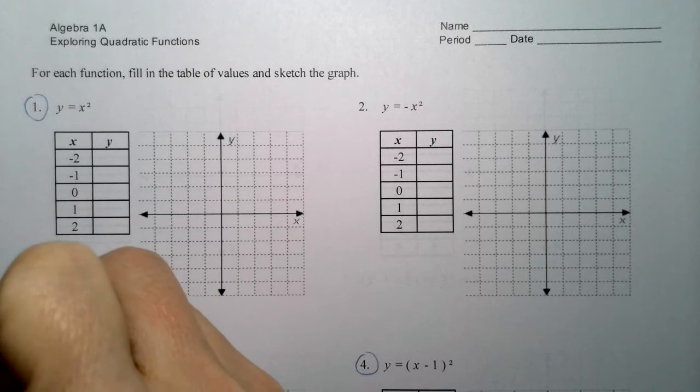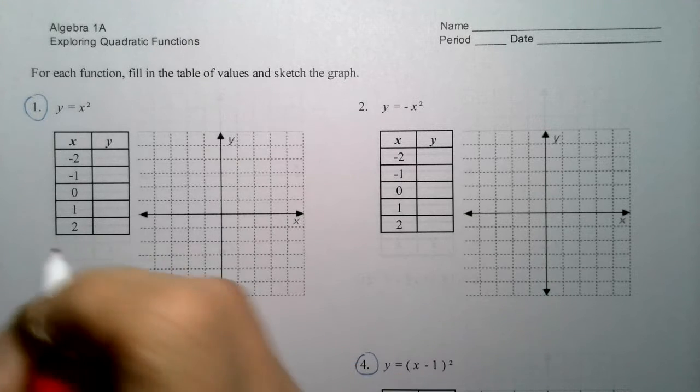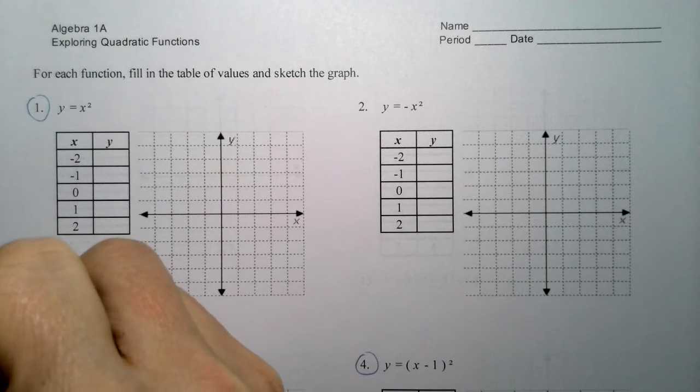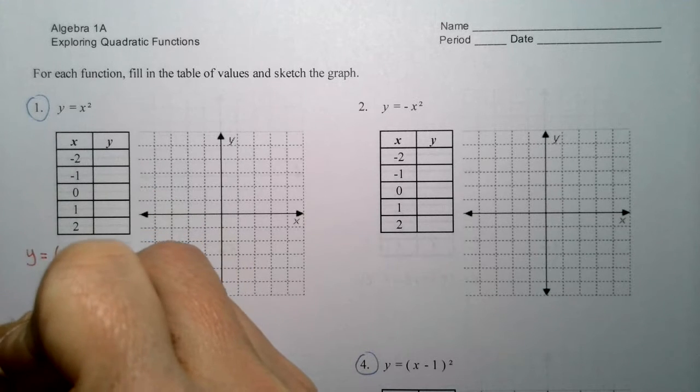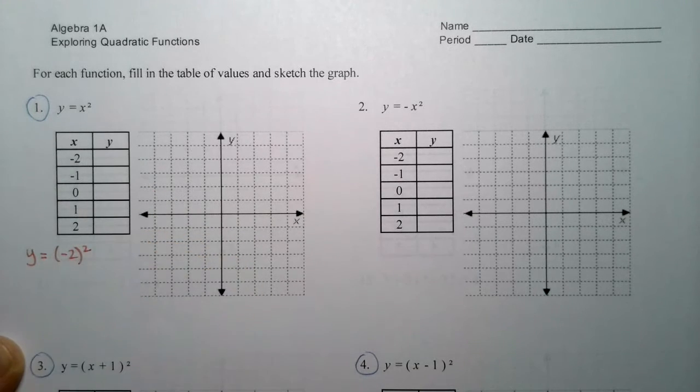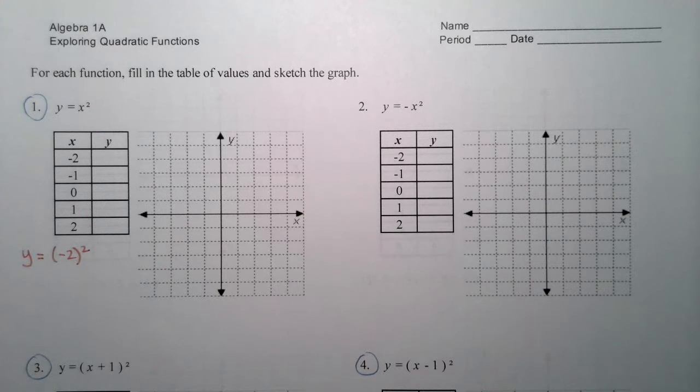And I'm going to do my work down here. You could do your work on a scratch sheet or in your margin. So I have y equals, and instead of x squared, I'm going to put -2 squared. I put my -2 in parentheses to remind myself that I'm squaring the whole thing.